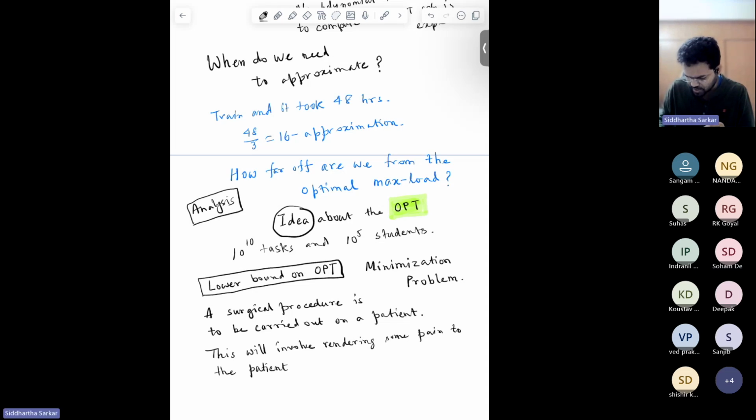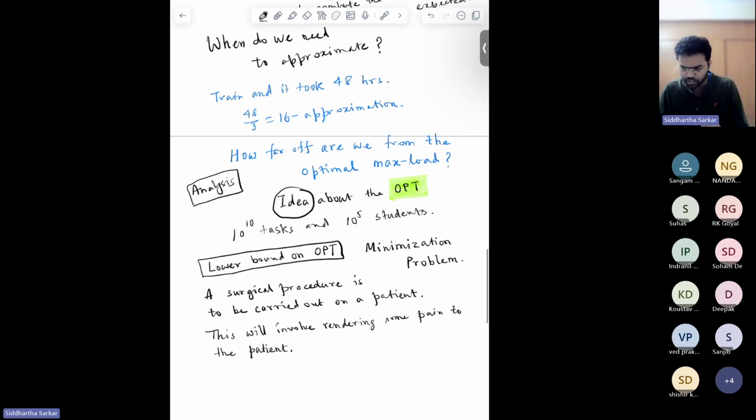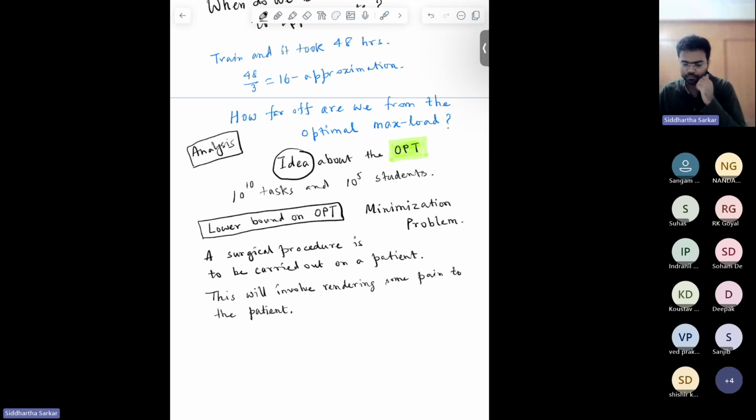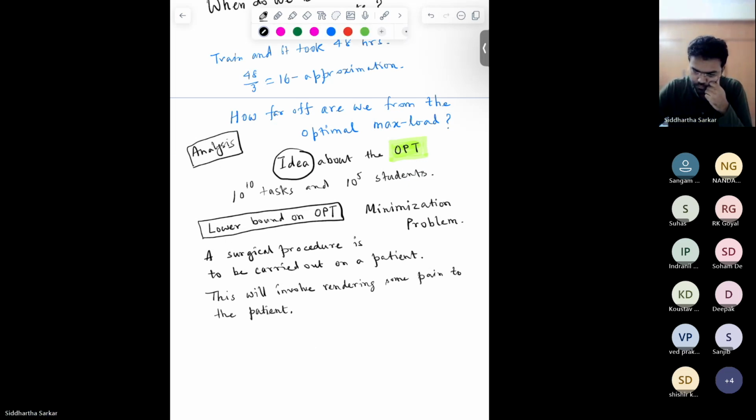But we want to minimize the pain. We do not want the patient to be subjected to a lot of pain. So my goal is again a minimization: minimize pain to the patient.